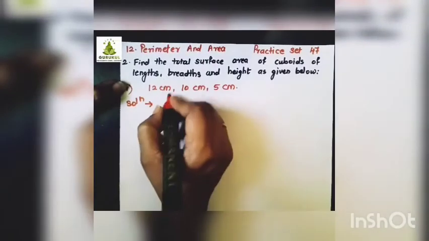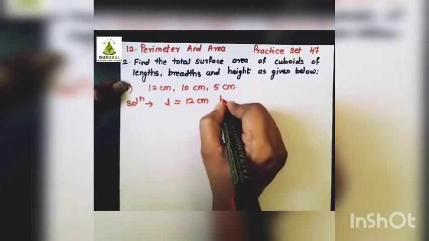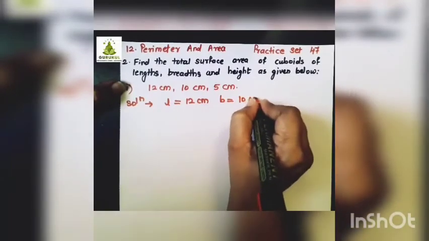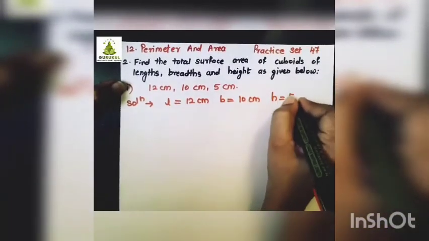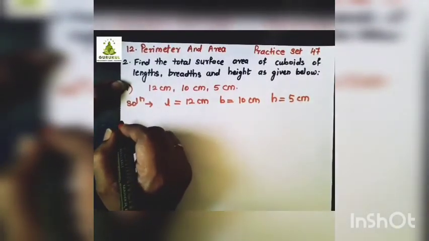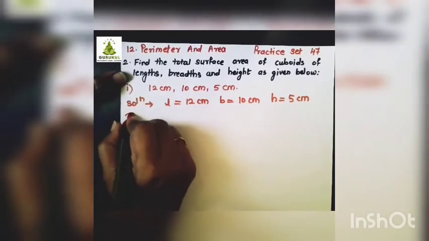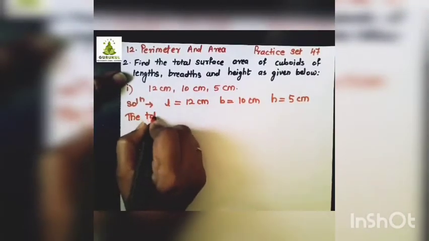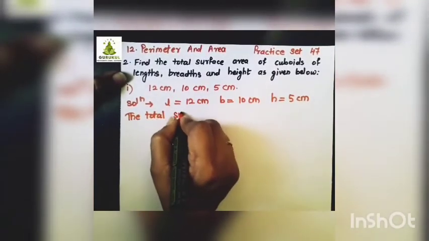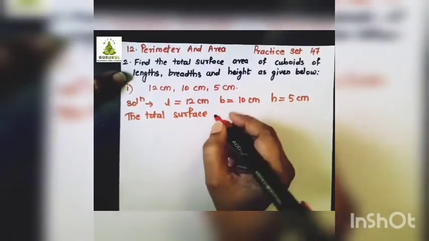Solution: first you write down the given, L is equal to 12 centimeter, B is equal to 10 centimeter and height, that is H, is equal to 5 centimeter. After this we have to put the formula. What is the formula to find the total surface area of a cuboid?